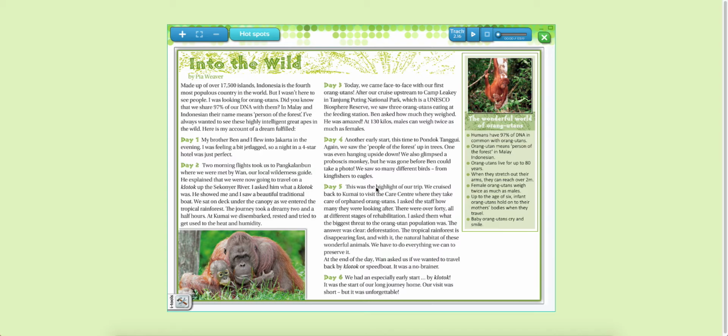And Sophie, can you please help me reading again? Can you please read the green box, the wonderful world of orangutans?